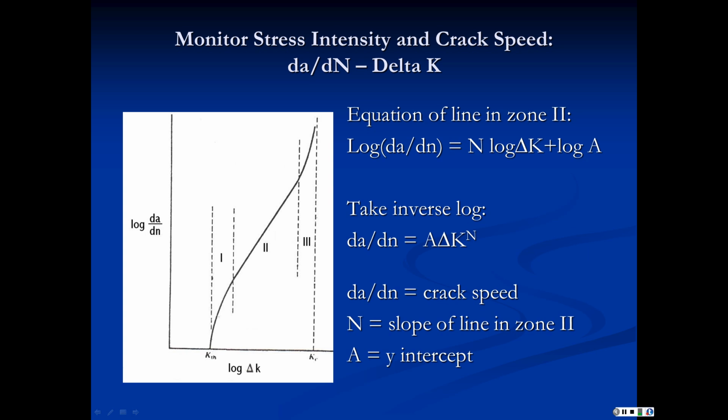Now, this is the startup problem, and it's not a big deal. There's not that much growth going on. The velocity is high, but the total growth is not that great. So this is a transitional region. We usually ignore region 1. And region 3, we're getting ready to go unstable.